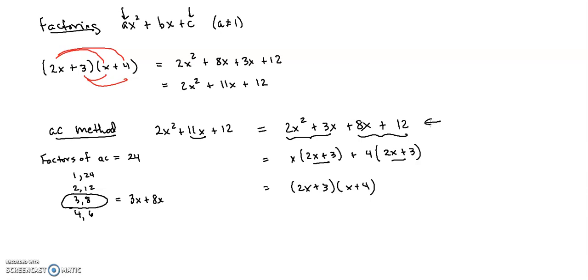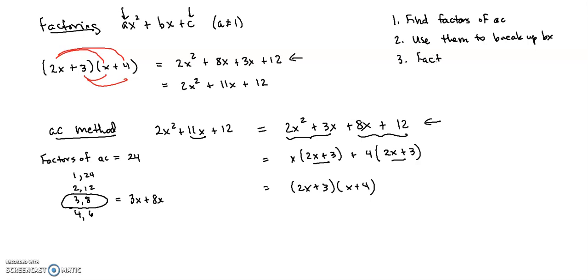And you can even look at this row. You can see that it matches that row. So really, we're still doing the opposite of FOIL. It's just going to change a little bit because of this 2 out front. Okay, so again, the steps are 1, find factors of AC, not just C, factors of AC. 2, use those factors to break up the middle term, the bx term. So you're going to rewrite the bx term. And then the third step is to factor by grouping. Okay, so that's the AC method when we have a number out front.